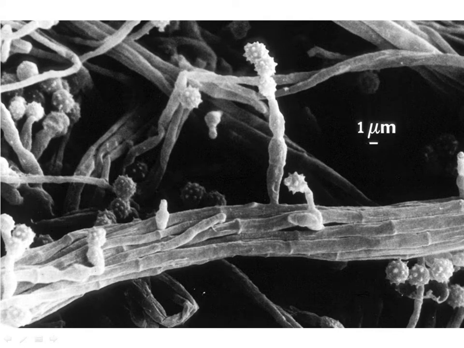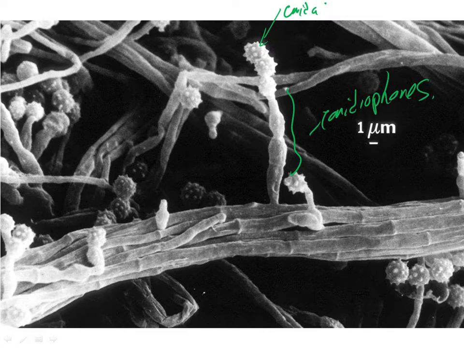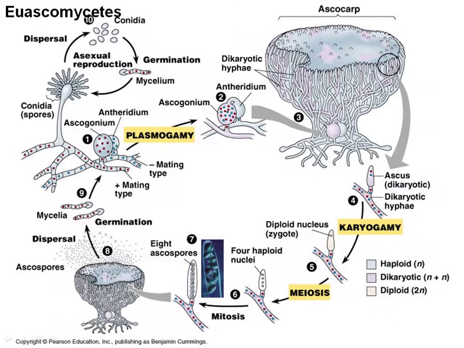Here's our last reminder that we have conidia and conidiophores coming off of the hyphae in some of these groups. Okay, so that's asexual cycle. That's asexual reproduction. We now need to start going around this structure and looking at sexual reproduction.